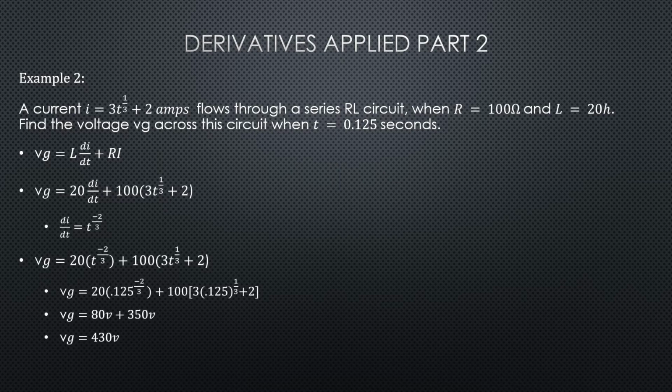So if we start substituting in our knowns, we've got 20 henries times di/dt plus 100 ohms times the current that was given. di/dt is equal to T raised to the -2/3 power. Put that into the formula. And then we solve the formula in terms of T. And now we can put in our 0.125 seconds and solve for VG equal to 430 volts.